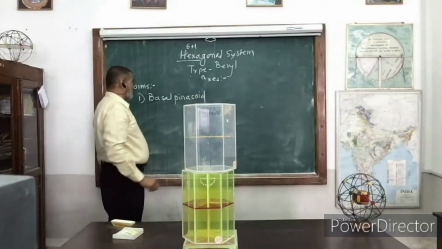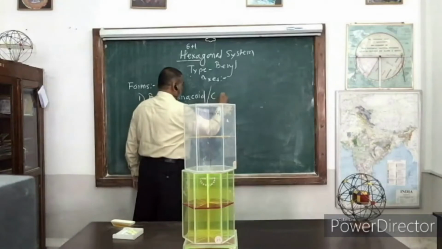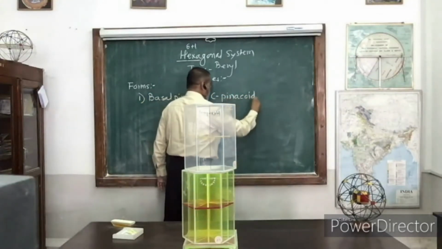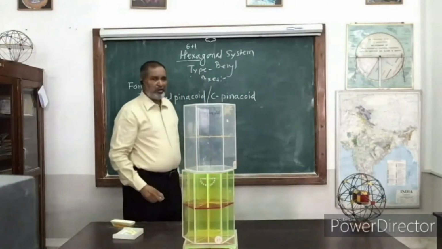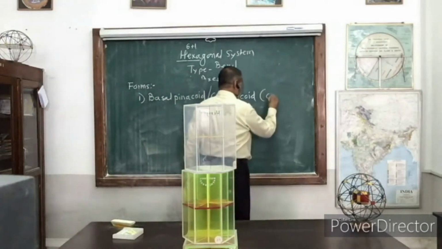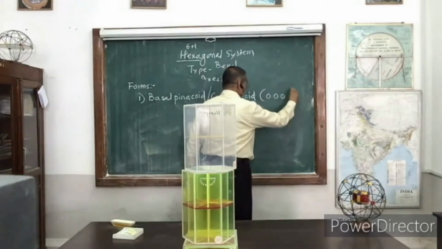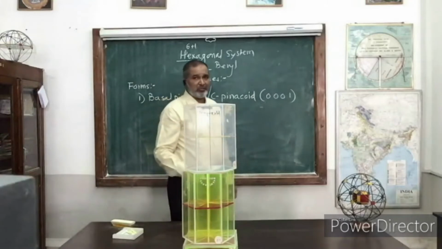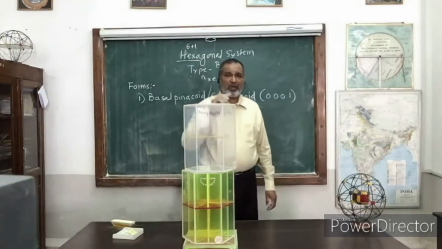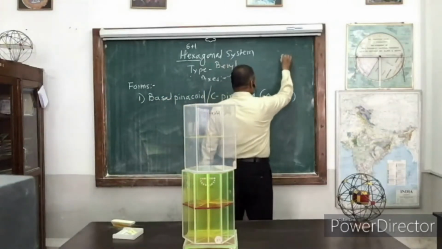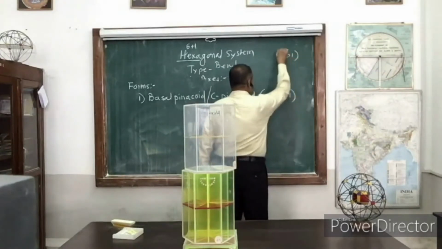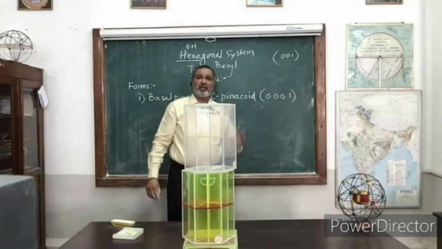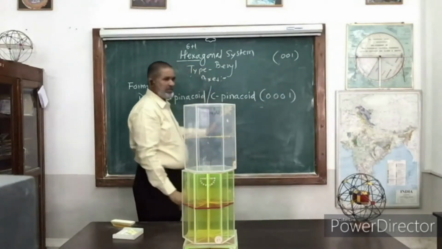Basal pinacoid, or it is called C pinacoid. Remember, the name has to be remembered like this. Basal pinacoid or C pinacoid, which is going to cut only your C axis and remain parallel to your A1, A2 and A3 axes. So 0, 0, 0, 1. And what is the normal indices? In 3 axes, 0, 0, 1. So here 1 bar 0 has been added for the A3 axis. Same one, nothing has been changed.